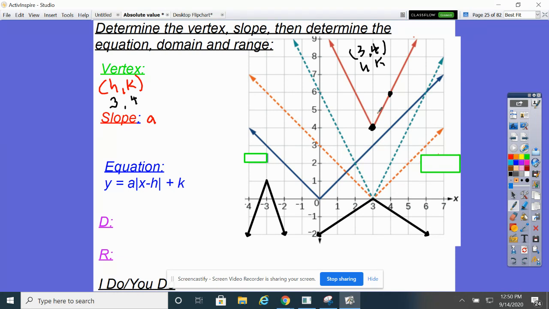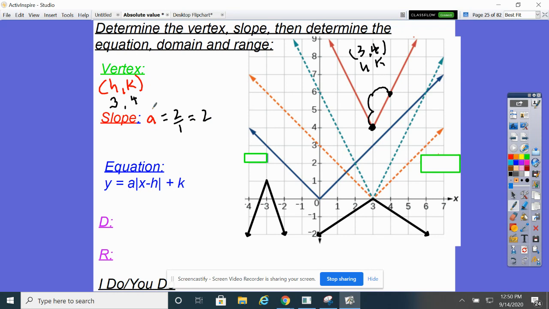Now for us, what we want to know is the A value of the slope, and slope is rise over run. So we rose 1, 2 boxes, and we ran 1 box. So the slope would be 2 over 1. Fractions are division. 2 divided by 1 is just 2.